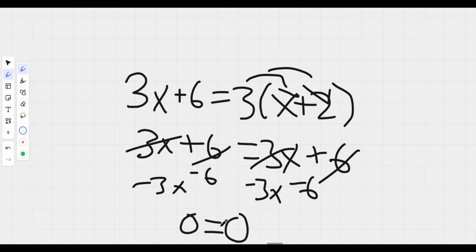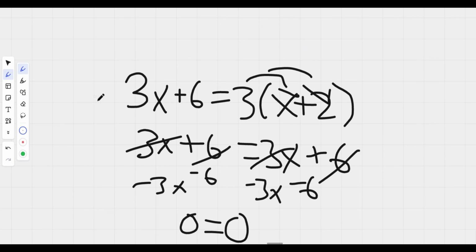Well, we don't have an x variable, so what does that mean, essentially? Well, when you get to a point in a linear equation where both sides are the same exact thing, that means there's an infinite number of possible solutions. No matter what number x is, it will always be the same outcome.